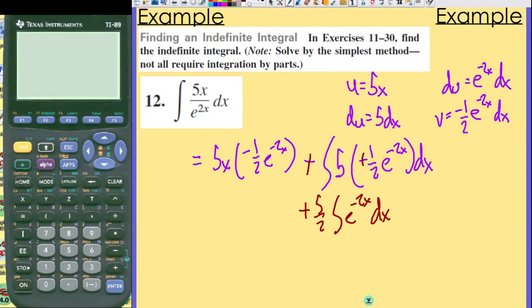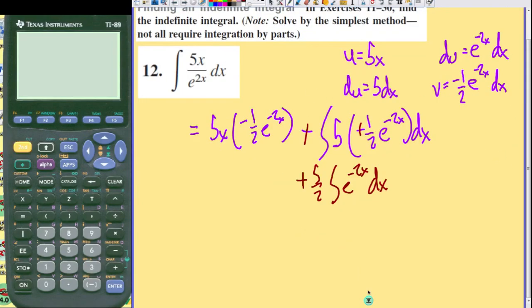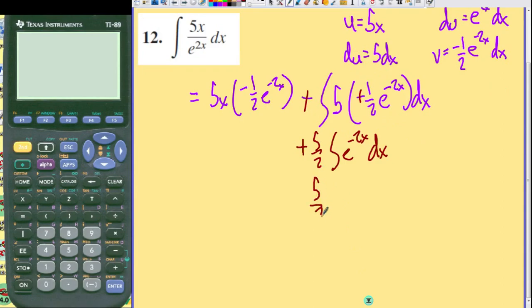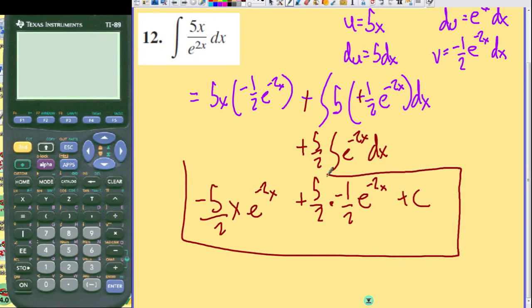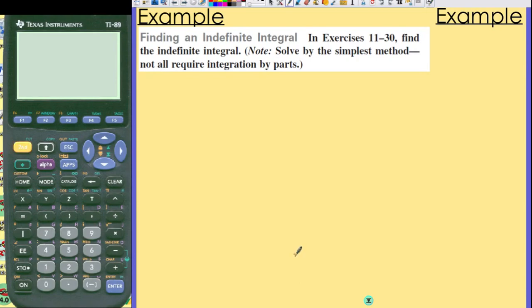And if you integrate that part, it is going to be 5/2 times negative 1/2 e to the negative 2x plus c, and this drops down as negative 5/2 x e to the negative 2x. And it's an answer. Moving on. Okay, doing this one, pause the video.